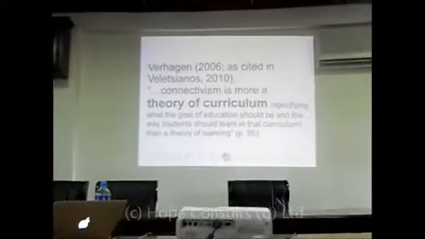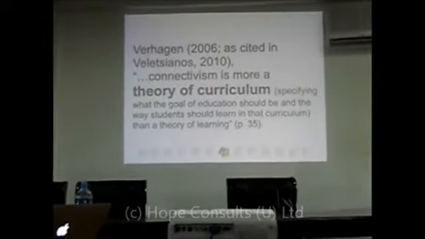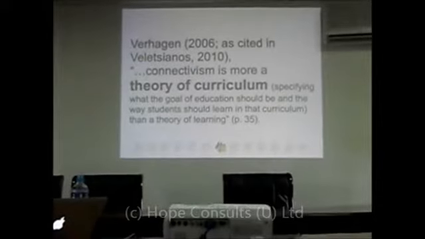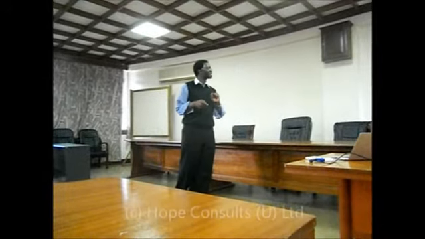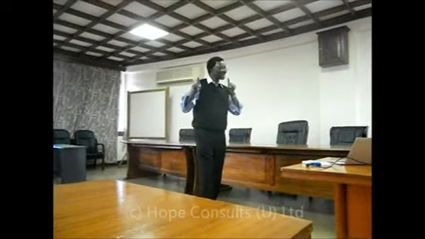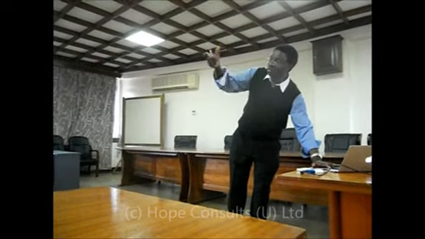Most of these authors, Weige, Valenciano, they talk about connectivism as more a theory of curriculum, specifying what the goal of education should be and the way students should learn in that curriculum. It's not as such a theory of learning, but one which specifies the goals of education, the goals as the learning outcomes, and how students can learn in that curriculum through the nurturing of those kinds of connections.